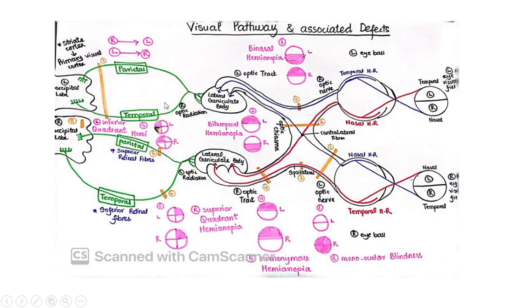If the same thing happens on the left side, we know that the lesion will be on the right side, here and here, and as these are the inferior retinal fibers, it will be a superior quadrant defect.